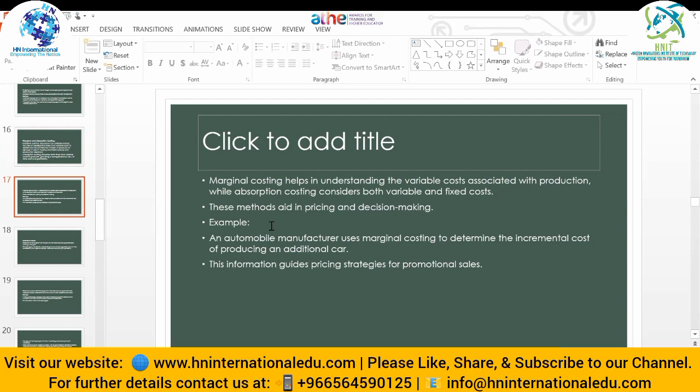These methods aid in pricing and decision-making. For example, an automobile manufacturer uses marginal costing to determine the incremental cost, that is the increase in the cost of producing an additional car. That is, my budget is producing 50 cars, but I want to produce 52 cars or 60 cars. So obviously my budget and my costs are going to increase. This information guides pricing strategies for promotional sales.